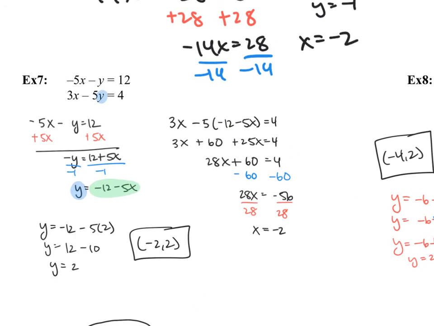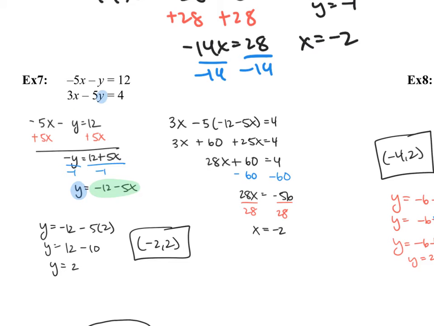On example 7, the variable I chose to isolate was y in the top equation because this was the only variable that had a coefficient of either 1 or negative 1. Now to get y by itself, it was a two-step process. I first had to add 5x to both sides, but then I still had a negative in front of the y, so then I still had to divide by negative 1. And so that would be negative 12 and negative 5x. And so now, everywhere I saw a y in the second equation, I could replace that with negative 12 minus 5x. So the first thing on this example is to make sure that your first variable is isolated correctly.